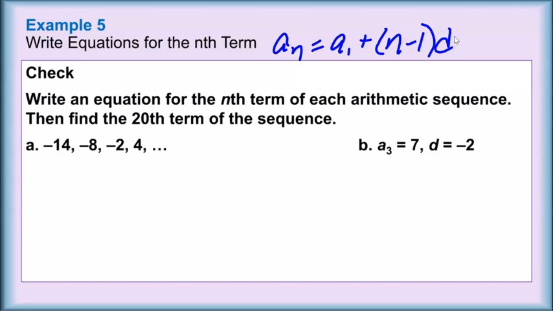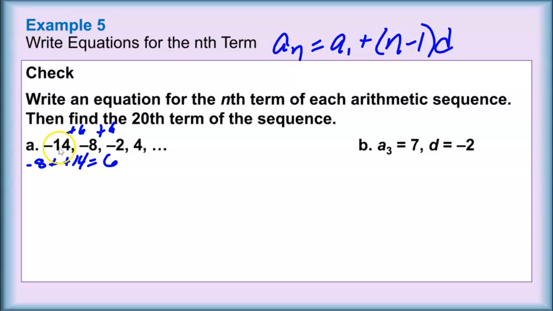So here we have a sequence in letter A. It goes from negative 14, negative 8, negative 2 to 4. That tells us we are adding 6 every time. So the common difference is 6. And if you can't see the pattern, one way to find it is to take the second term and subtract the first term from it. So negative 8 minus a negative 14 really means I'm adding 14, which gives us a positive 6. So our d would be 6.